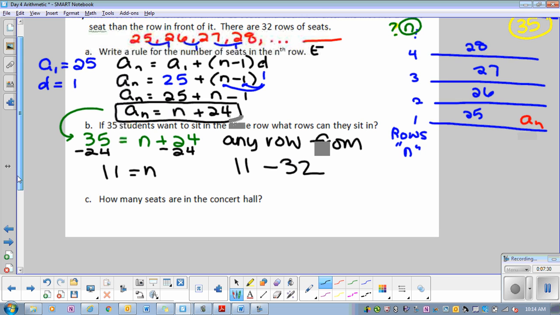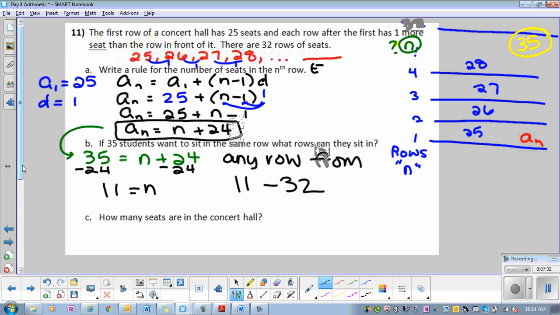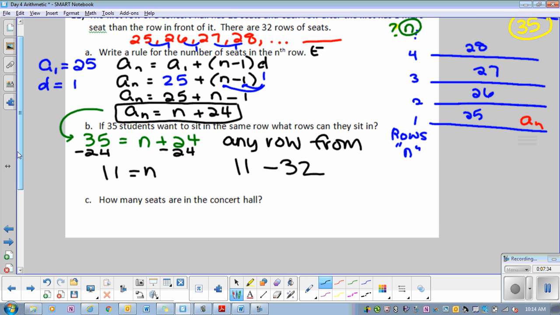All right. How many seats are in the concert hall? Guys, are they just asking you for one row? Every row. Every single row, all the 32 rows, all the seats in every single row, basically the total seats, right? Yeah. So which formula do I have to use?